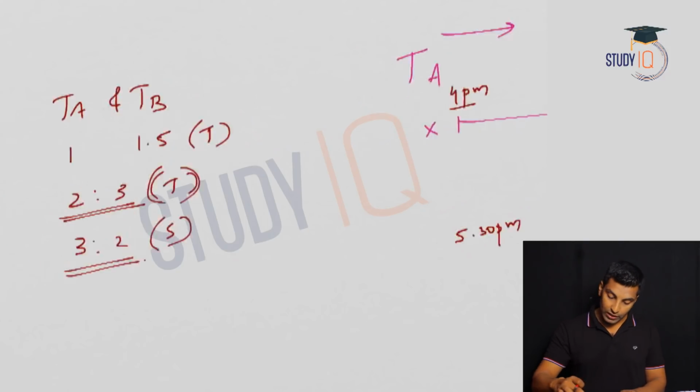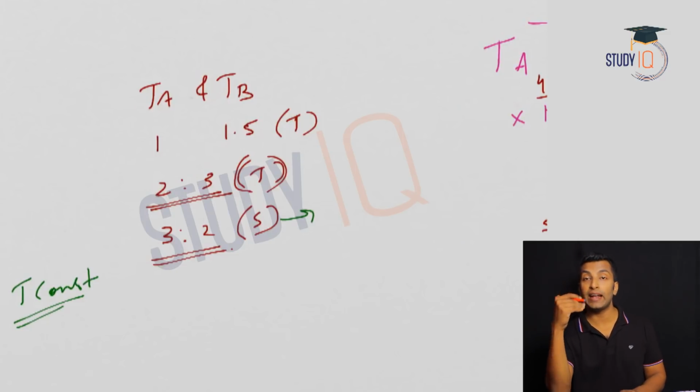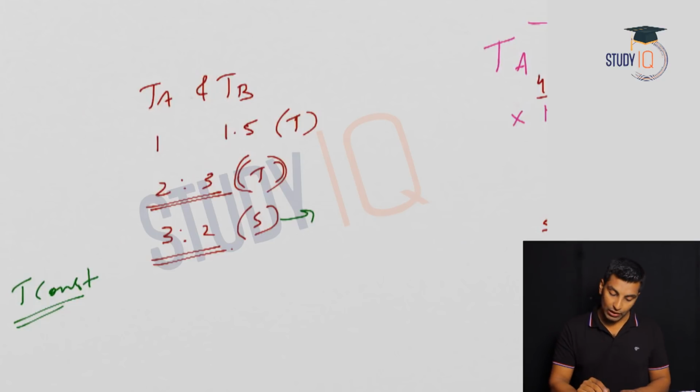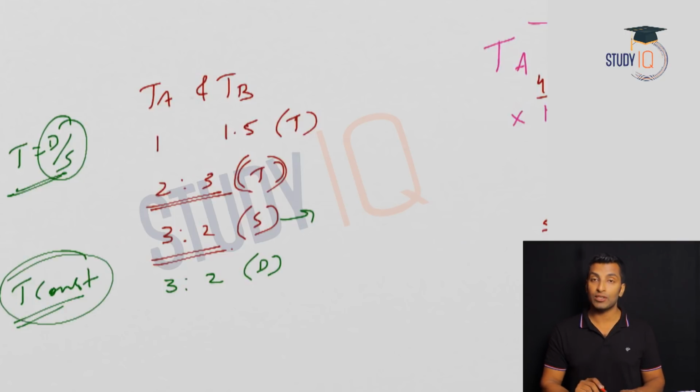Okay, so we know the speed now, that is 3:2. So if time is constant, what is the relation between speed and distance? Both are directly proportional. Why? Because time is equal to distance by speed. So the distance and speed are directly proportional, so I can write the distance ratio as 3:2. Okay, so 3:2 is the distance ratio when the time is constant.